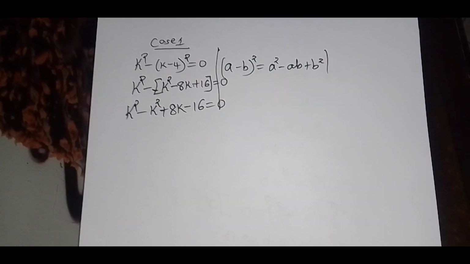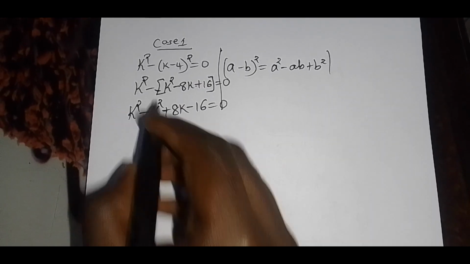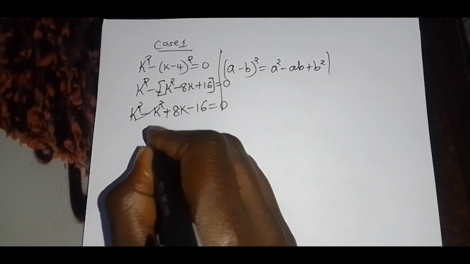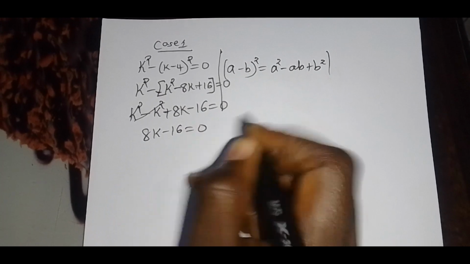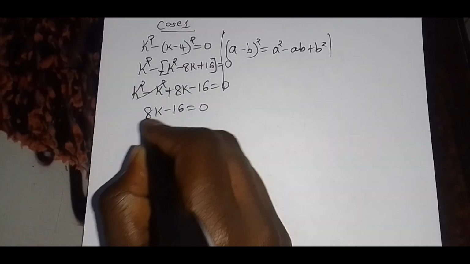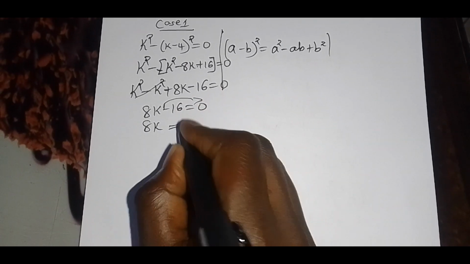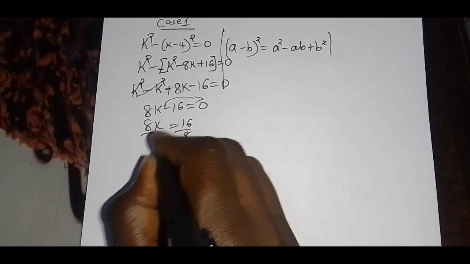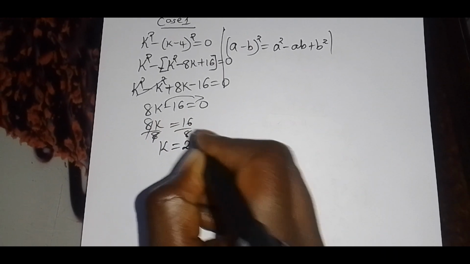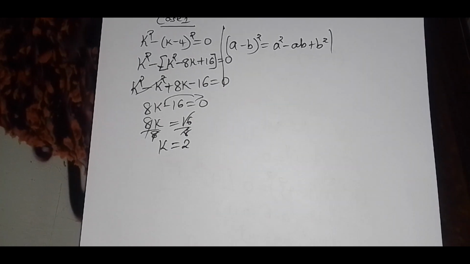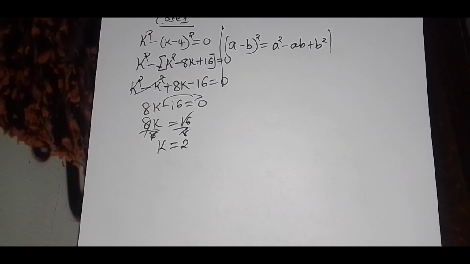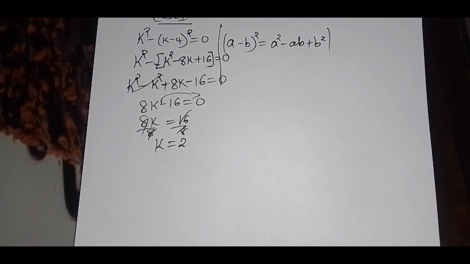So that we're going to have k squared minus k squared, which simplifies so that we have 8k minus 16 equal to 0. So we have 8k, you take negative 16 to the right hand side, so that we are going to have the value of k as k equal to 2. Okay, so that's the first value of k. And let's solve for case 2.